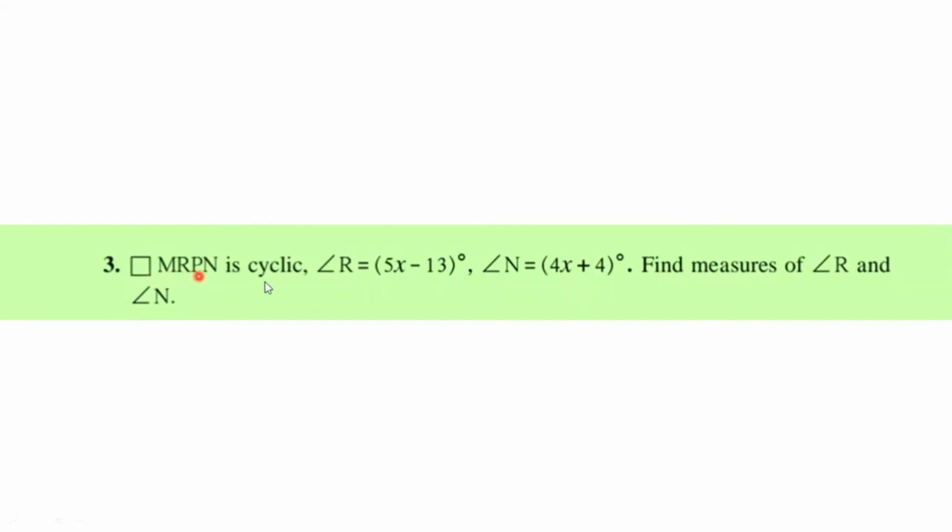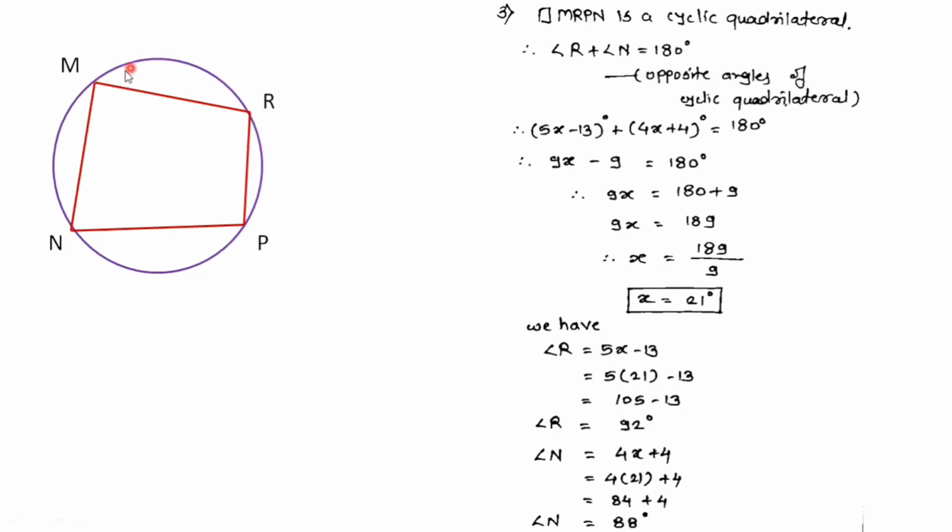Quadrilateral MRPN is a cyclic quadrilateral. The measure of angle R is 5x minus 13 degrees and the measure of angle N is 4x plus 4 degrees. Then we have to find the measures of angle R and angle N. In the diagram, as we can see, quadrilateral MRPN is a cyclic quadrilateral, and we know the property of a cyclic quadrilateral, that opposite angles of a cyclic quadrilateral are supplementary. That's why, if we consider angle R and angle N, as they are opposite angles, they must be supplementary. That means the measure of angle R plus the measure of angle N is equal to 180 degrees.